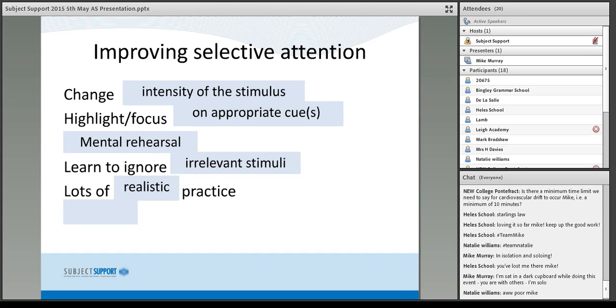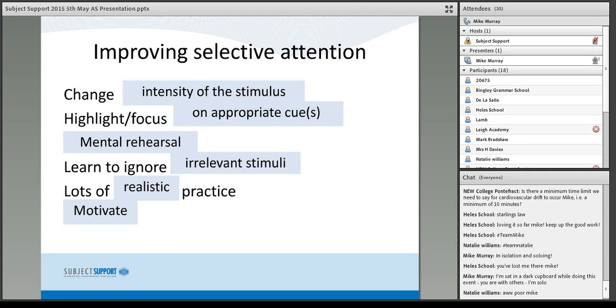So prepare at the top, change or focus on the appropriate cues, change intensity, mental rehearsal, lots of realistic practice, 3 marks for improving selective attention, improving response time, improving memory storage. And just because it's selective attention, by the way, you'll also get quite well if you motivate. I know there's other answers. There's about 10 ways you can improve selective attention, but we're trying to cut it down so there's not too much to memorize.